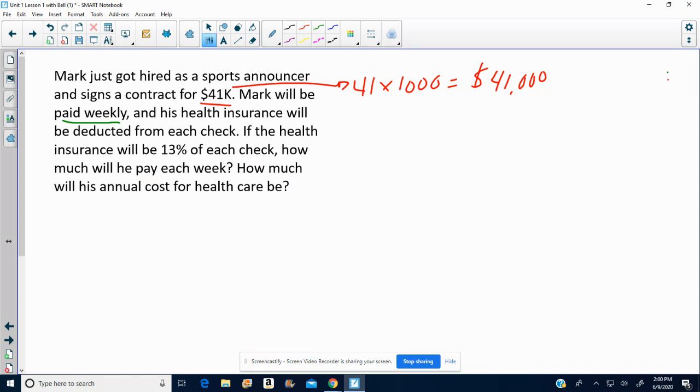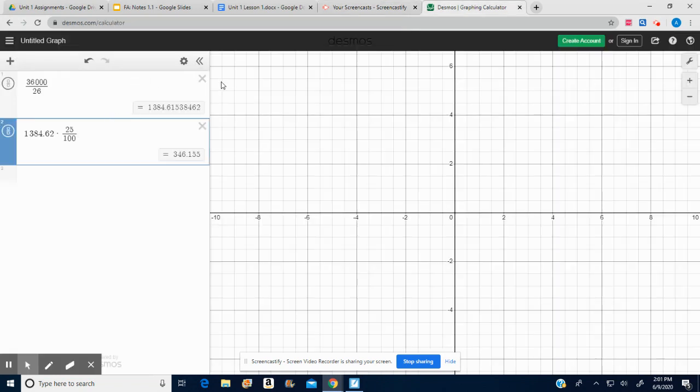If you have a job, you know that's how it works. If the health insurance will be 13% of each check, we need to find the cost each week and then the cost for the full year. In order to do that, we are going to do two things. First, we are going to find his weekly pay. To find his weekly pay, we're going to take his $41,000 annual and divide that by the weekly amount. Now we know that there are 52 weeks in a year, so we need to split that up. Okay, go to Desmos, divide that out so we can find out his check amount.